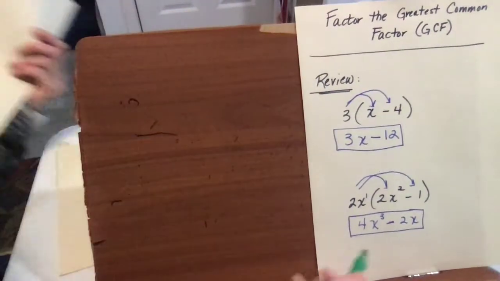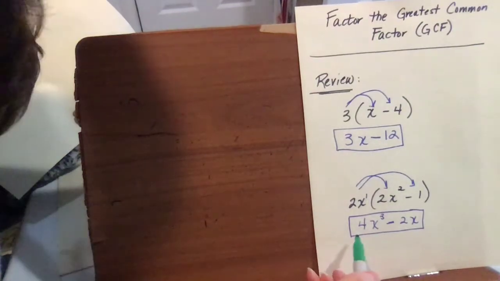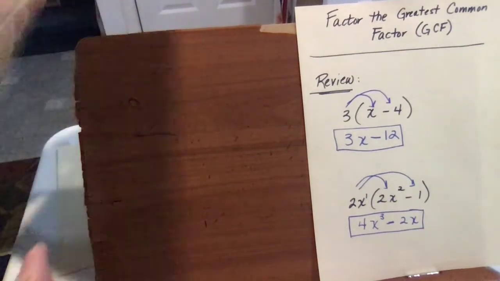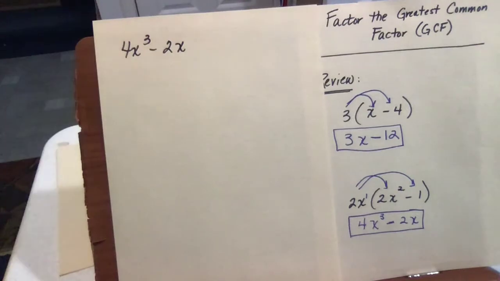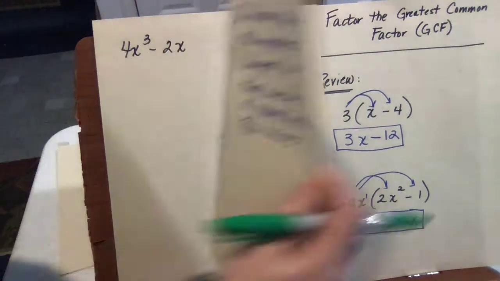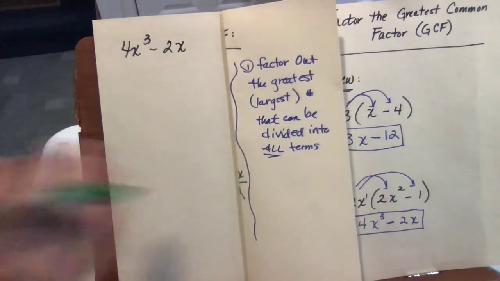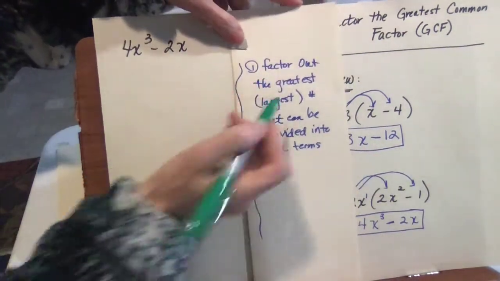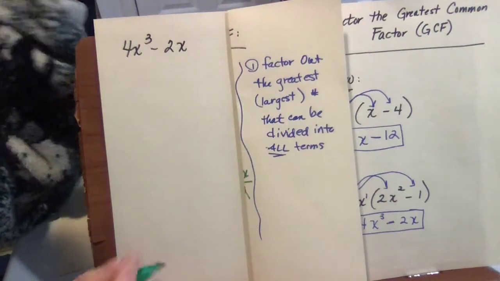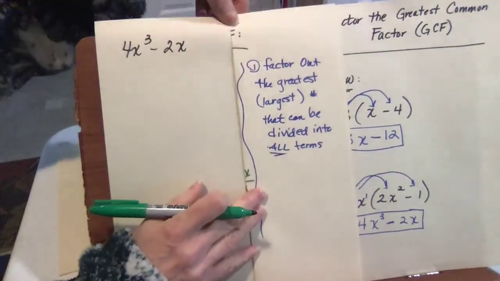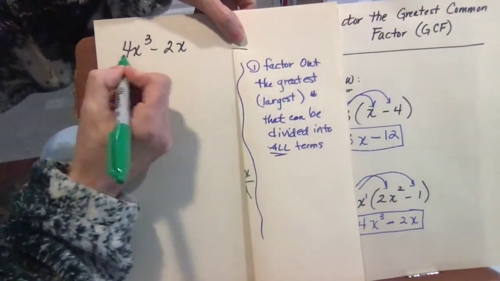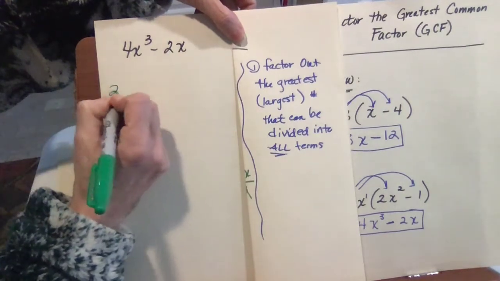Now, as you can see, our second problem for distributive property, we got 4x cubed minus 2x. Well, let's take that 4x cubed minus 2x, and we're going to pull it apart. We're going to factor it. We're going to take out the greatest common factor, which is always the first thing you should look at. So first step is we factor out the greatest or largest number that can be divided into all of our terms. So 2 can be divided into 4 and into 2, so we're going to take that out.